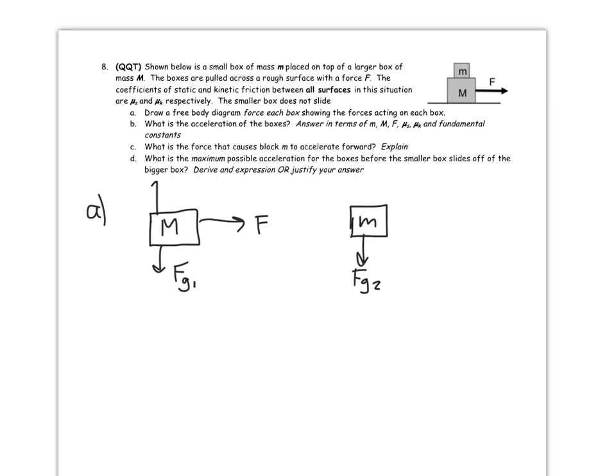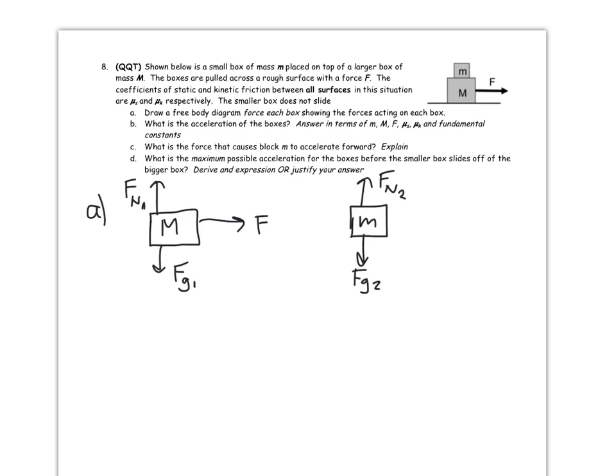We have a normal force from the ground pushing up on the box with a mass of M. There's also an additional normal force, okay, that pushes up on the box with a mass of little m, and that really comes from the bigger box, M. So I'm going to say that this is our second normal force. I'll call that Fn2, and then I'm going to call this Fn1.